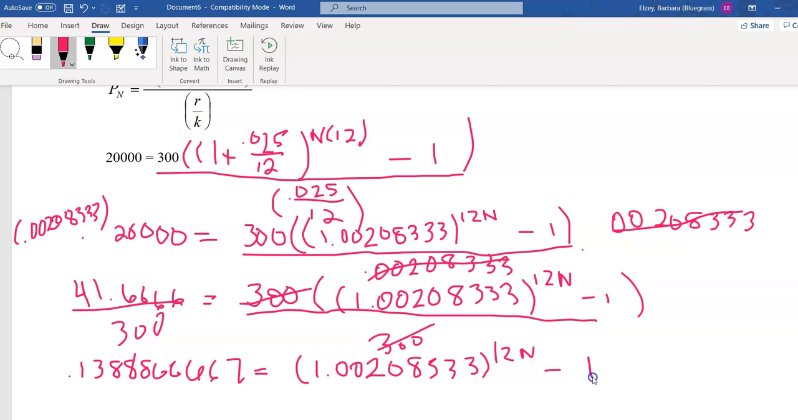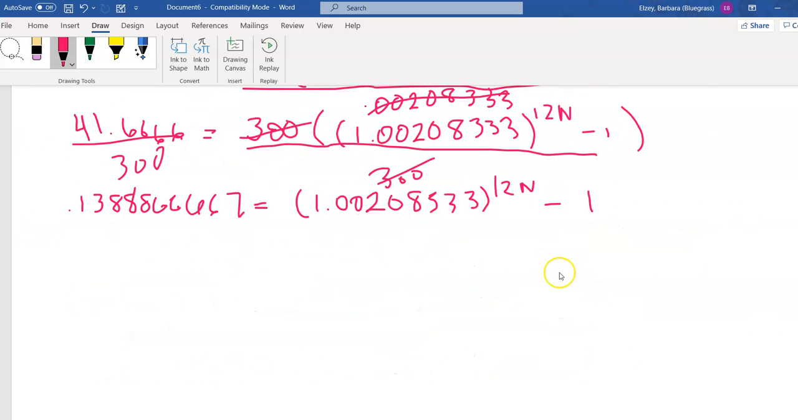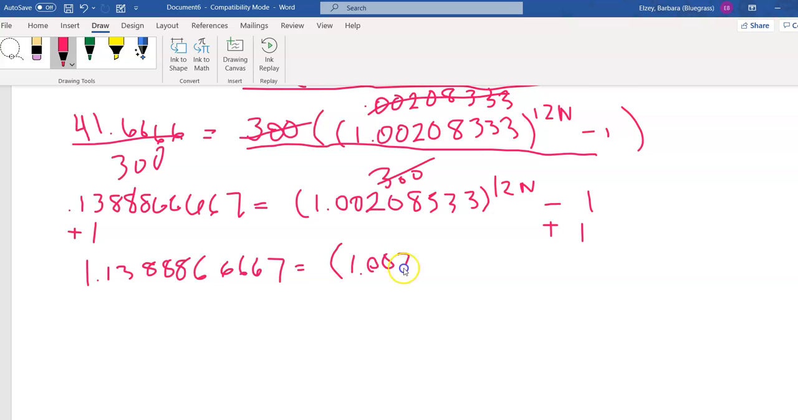So my next step is to get the minus 1 to the other side. So we're just going to add 1 to both sides. Over here, the ones will just cancel out, and I'll have 1.1388866667.